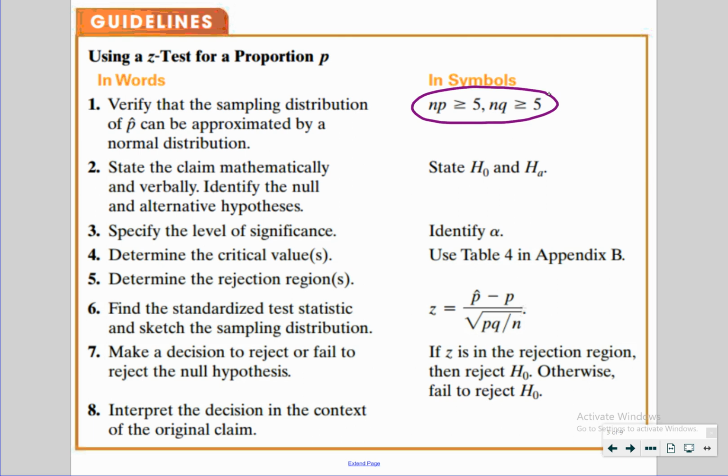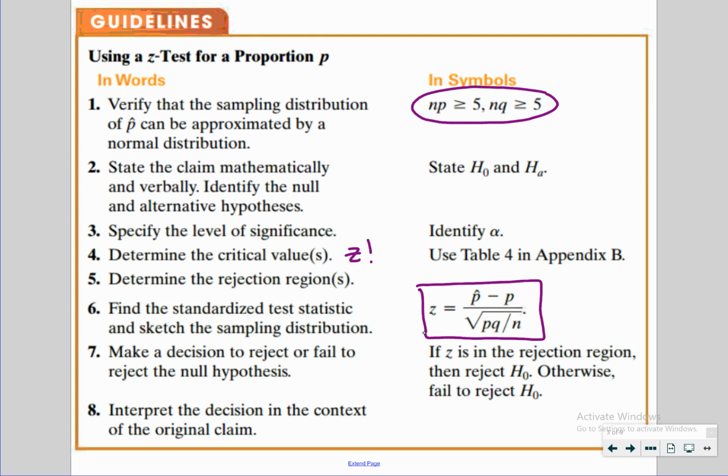Step 2, we're going to do the claims as usual. Step 3, level of significance will be given to us. Step 4, critical values are going to be Z's always for this. We're going to use rejection regions, so it'll be either left tail, right tail, or two tail as we've practiced, and we'll draw those rejection regions with our critical value. Then we're going to find the standardized test statistic, our Z value, that we can then compare to that rejection region, and this is the formula that we use.